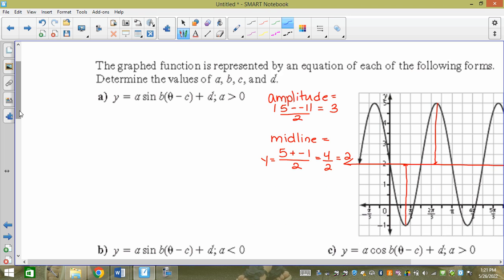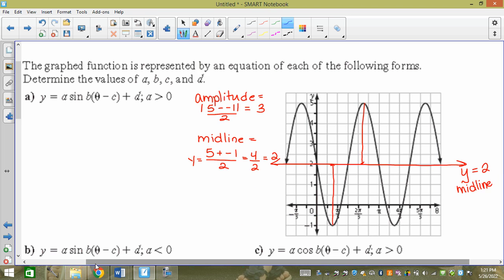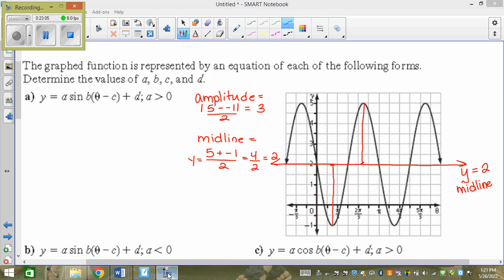Okay, I want you to try and figure out the period of this one, and then B. So here we have our A value, which is plus or minus 3. Here we have our D value, which is 2. And then here we start on our Y, go past the minimum, past the maximum, because we didn't start on the minimum or max, go here, which is at pi. So we know the period is pi. So B is 2 pi divided by the period. So it is 2.